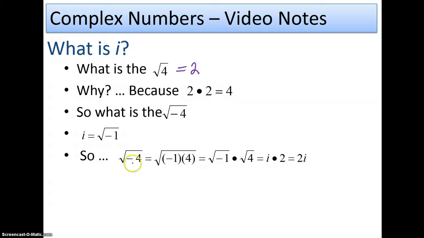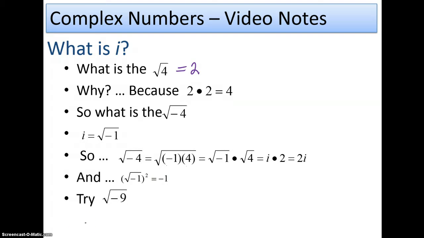The square root of negative 4, if we break it apart into negative 1 times 4, we can use our properties of radicals that say if terms are being multiplied, we can separate them. So the square root of negative 1 times 4 equals i times 2, or 2i. We always write the number first and the i second, just like with variables. So let's take a look at a couple more. Before that, we also need to define that the square root of negative 1 squared is negative 1.